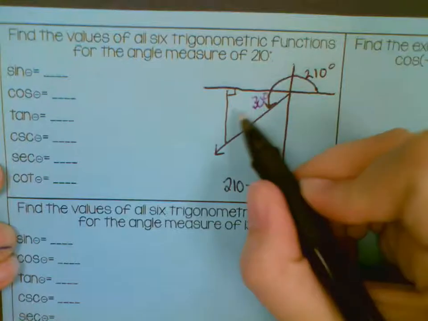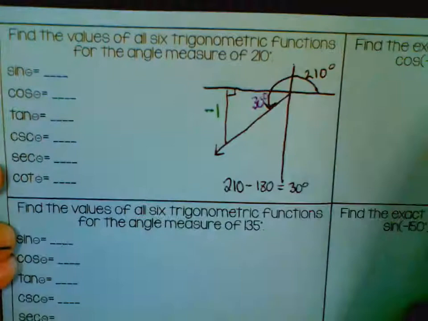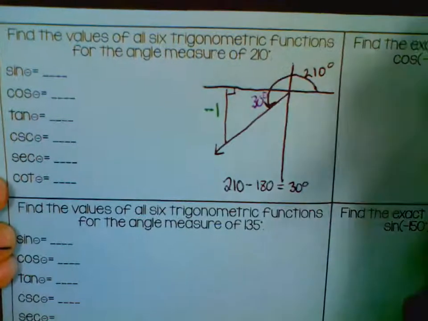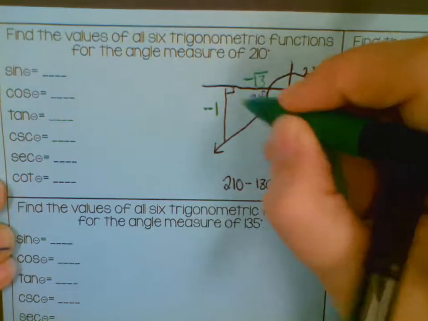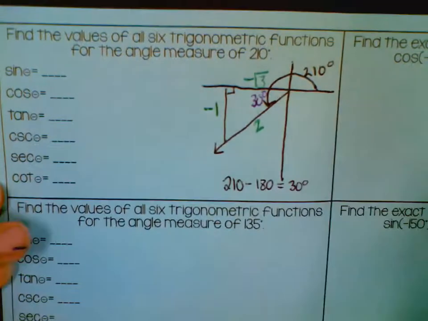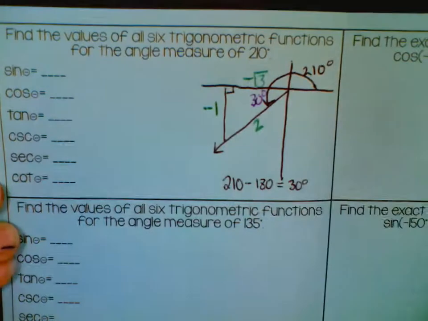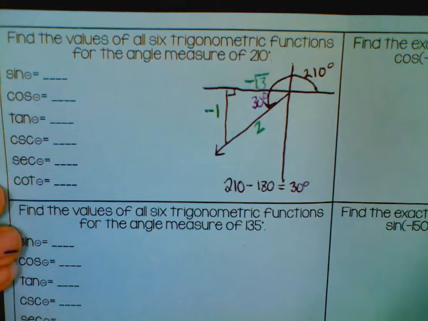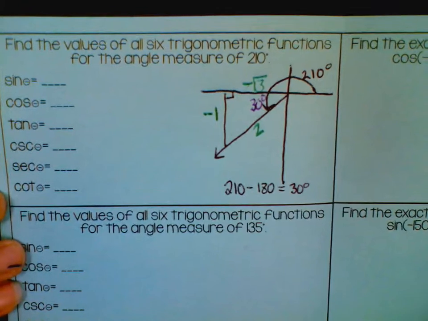So across from 30, we have -1, and it's negative because it's in quadrant 3. So this would be our 60, so across from 60 is √3, and across from 90 is 2. So those numbers all come from chapter 2.1. So if you need a refresher on how we got those, check 2.1, or you can ask me in class tomorrow. Just make sure you don't forget.